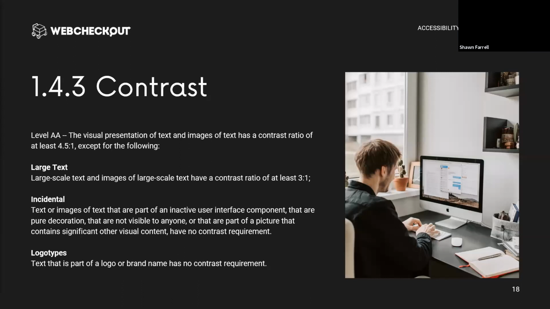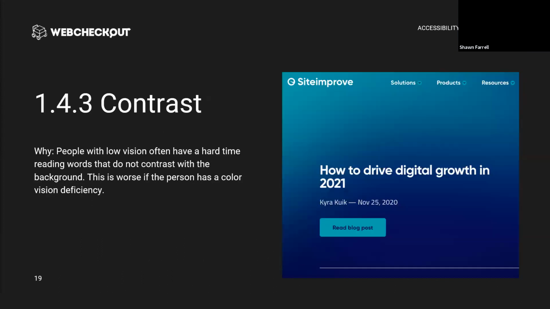Another criteria for level AA is the ability to adjust contrast. And we discussed this a minute ago. There are some exceptions to this criteria when it comes to large text, decorations on your website, and logos. The primary focus is just on the basic content. And this is recommended because students with impaired vision have a hard time reading text that does not contrast with the background. And this becomes even more difficult if a student or staff member is colorblind.